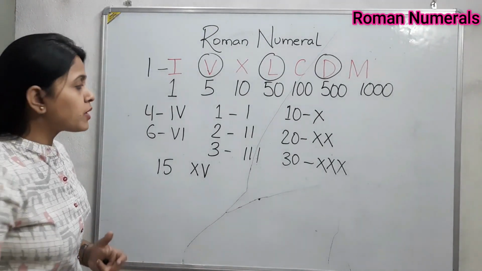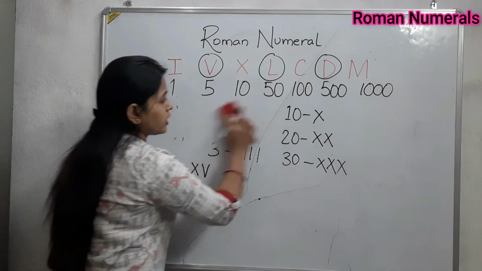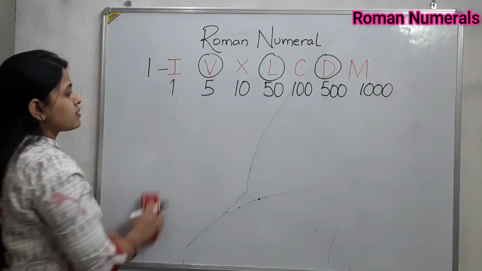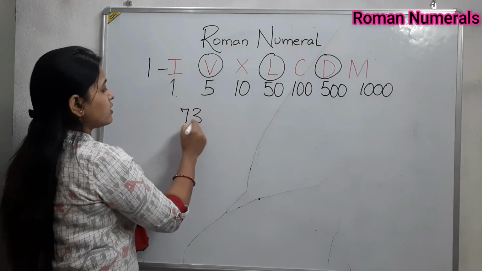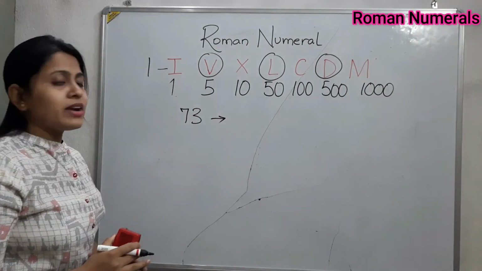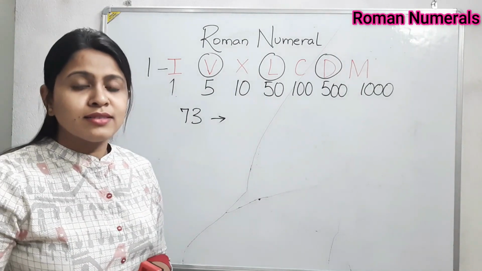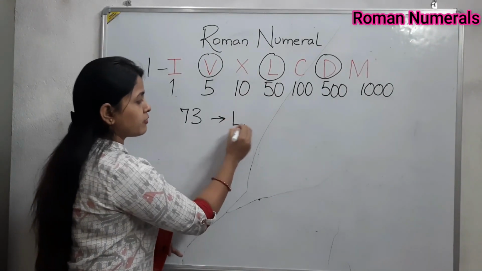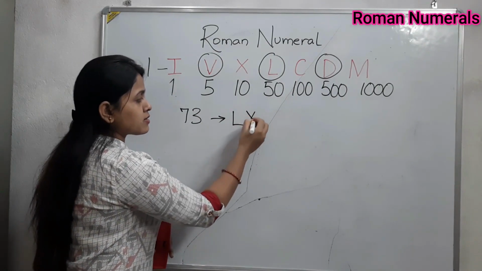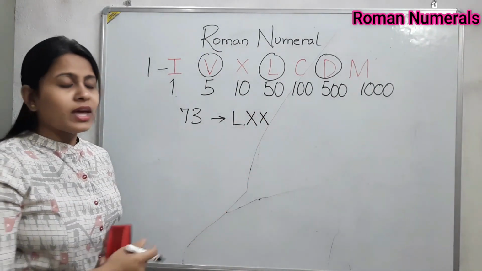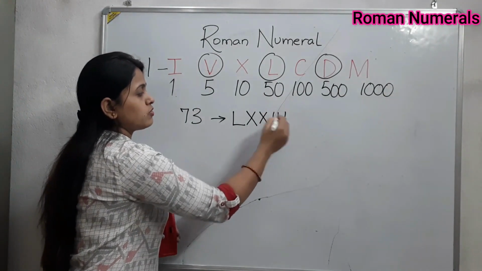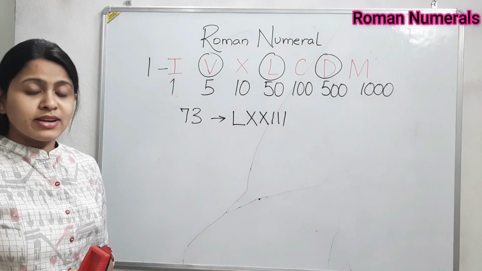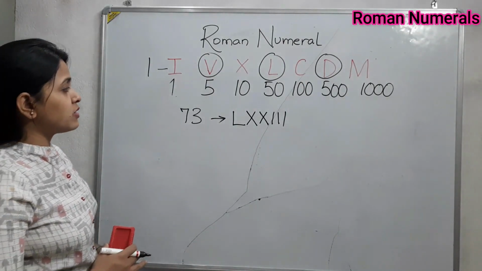So let's see how to write some bigger numbers. Let's talk about the number 73. Suppose I have to write 73. For 73 I need to write 70, that is 50 plus 20. So 50 is L, then 60, 70, then 3. L, X, X, I, I, I. This is our 73.